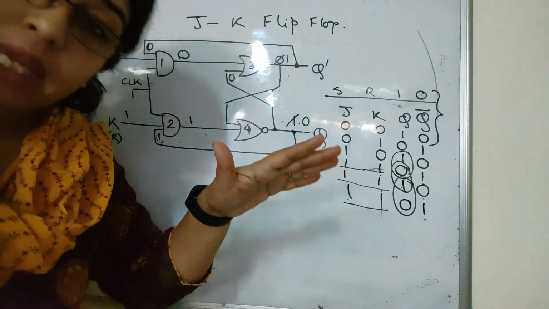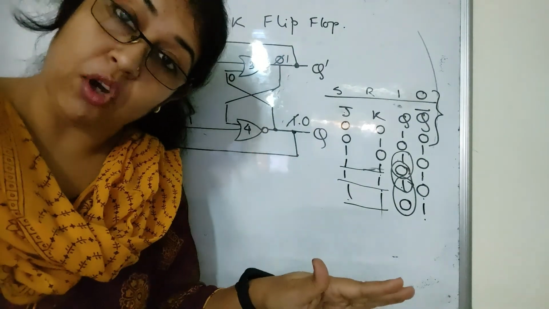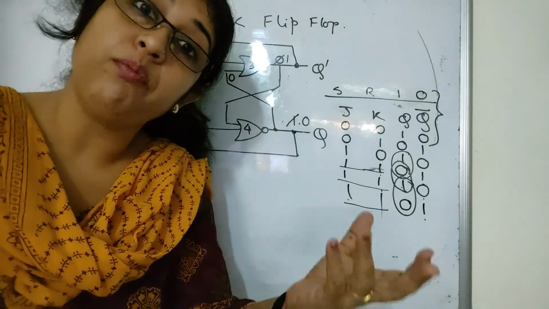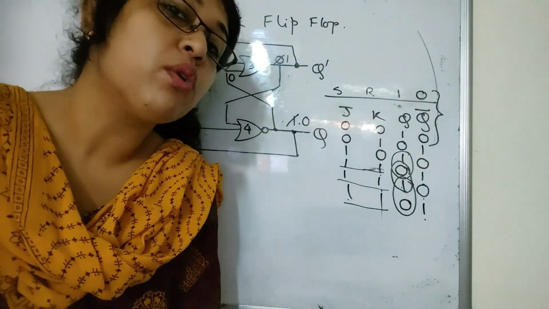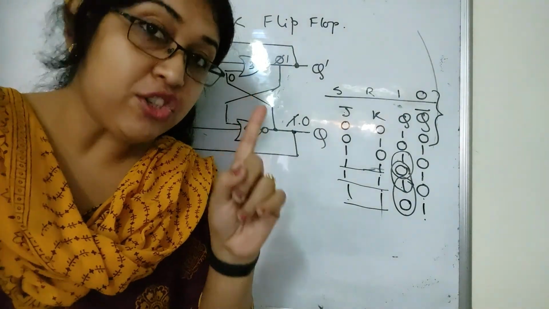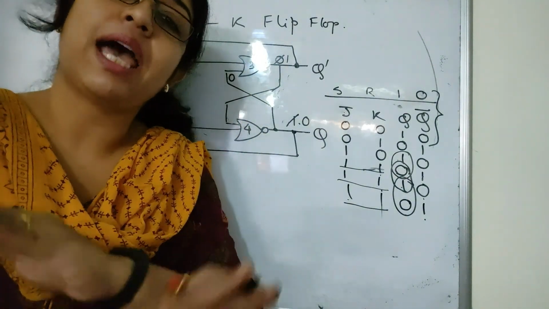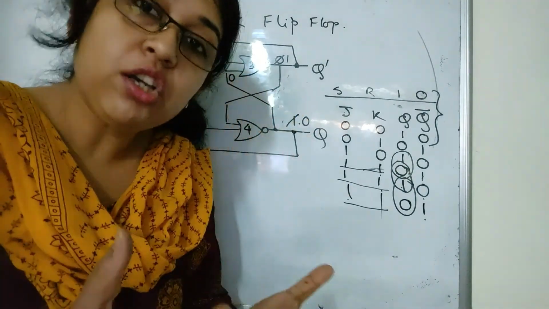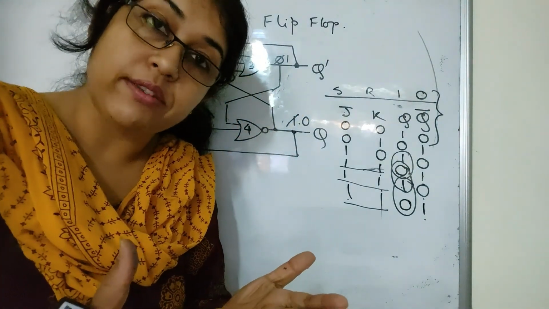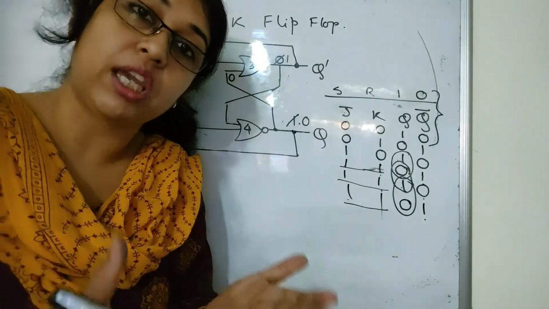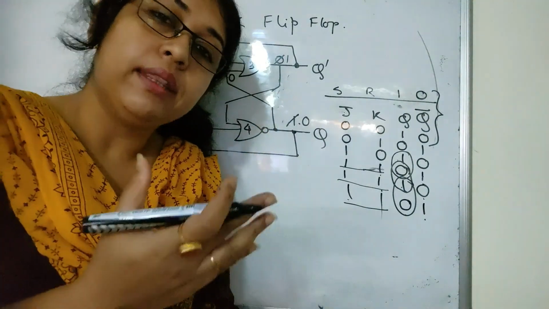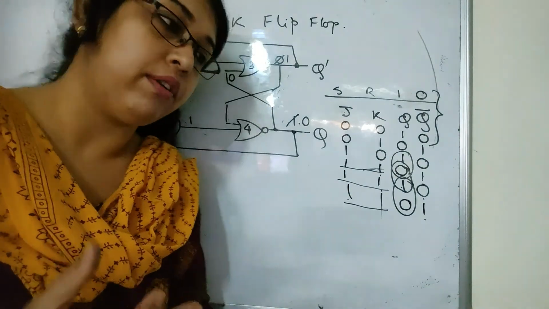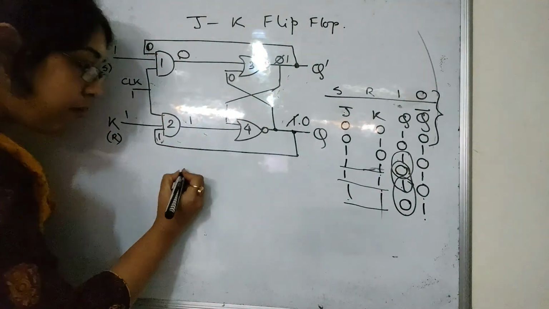So in case of SR flip-flop, if you remember, we had an ambiguous state when S was 1, R as 1. In JK flip-flop, this ambiguous state has been changed. We have worked on that ambiguous state of SR flip-flop in the JK flip-flop, and JK flip-flop has overcome that ambiguous state of SR flip-flop. So now, how does the truth table stand?